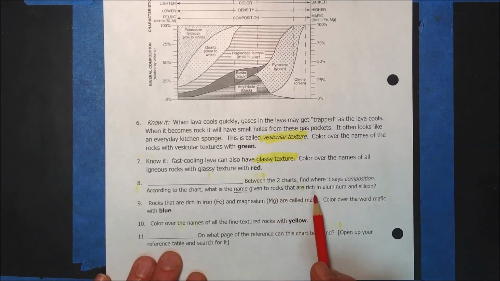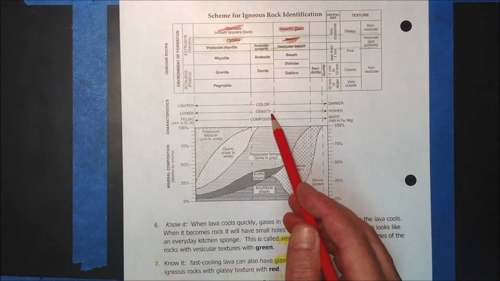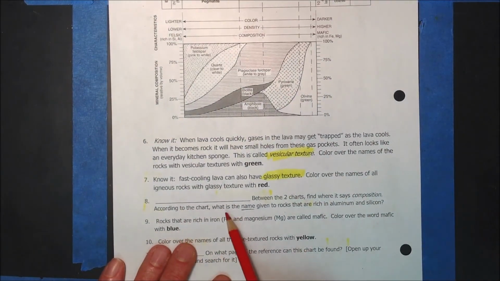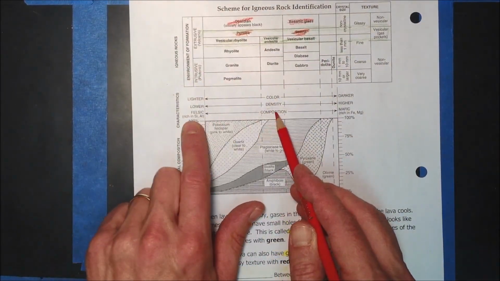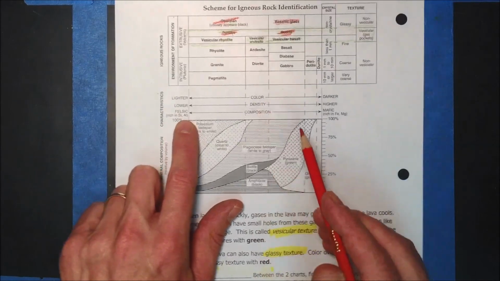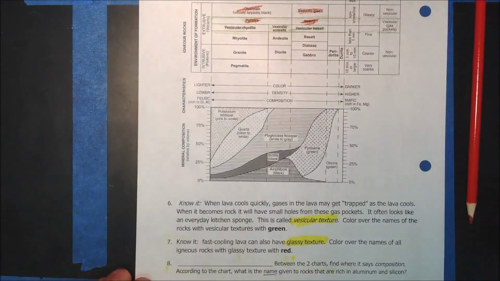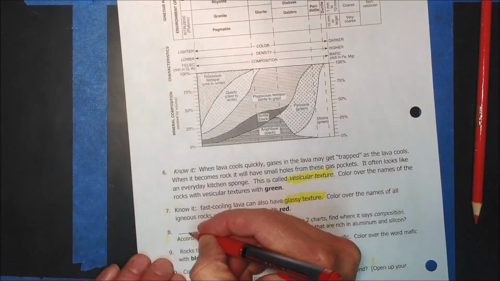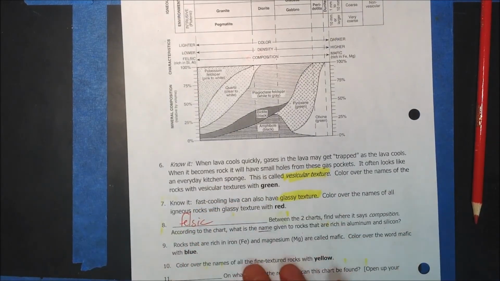8. Between the two charts, find where it says composition. Where's that? Composition is right here between the two charts. According to the chart, what is the name given to rocks that are rich in aluminum and silicon? Well, if it goes towards this side, it's felsic, rich in silicon and aluminum. The ones over here are more mafic, rich in iron and magnesium. Therefore, what's the name given? It would be felsic.